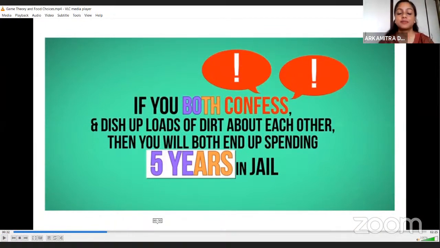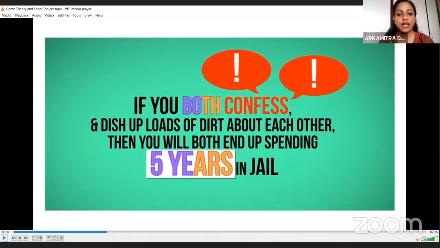Your partner. So these are two hardened criminals and they have been segregated. They've been put into separate cells and they are being questioned. So they don't know what their partner is going to choose, whether they choose to confess to the crime or not confess to the crime. They really don't know.